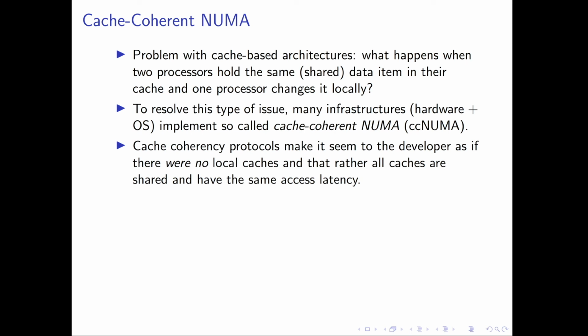Luckily, the programmer doesn't have to take care of this, because there are so-called cache coherency protocols. And those cache coherency protocols are implemented by functional units on the CPU. What those functional units more or less do is they make memory appear to the outside world as if it was unified, and as if there were no local memory or no local memory hierarchies. And the paradigm that is associated with this is called cache coherent NUMA, CC NUMA.